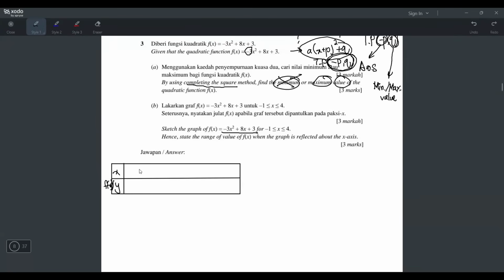Okay, so the important points will be, do you remember they gave us a range here, right? The domain. So they want it to be -1, 4. It means they want to restrict your graph. They want the leftmost point's x coordinate to be -1, and the rightmost point's to be 4. That's what it means by this.